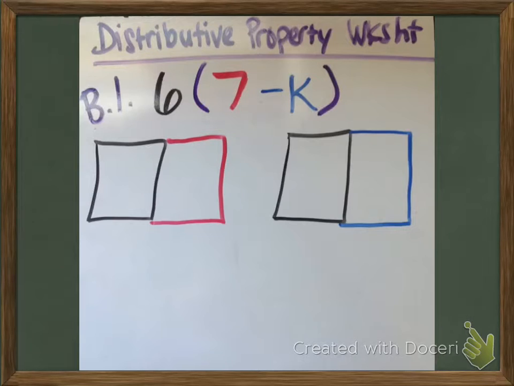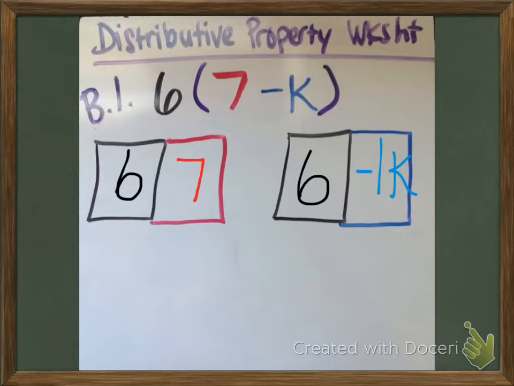Now look at B1. 6 times the quantity of 7 minus k. What do you think the answer is? Don't be confused that the k comes second in the answer. And remember, as always, when it's just a letter, it means there's technically a 1 in front of it. You're going to multiply 6 times each of those, so make sure you put your 6 in the black boxes. Your first number is a positive 7. And your second one is a negative k. Remember, it's technically a negative 1k.